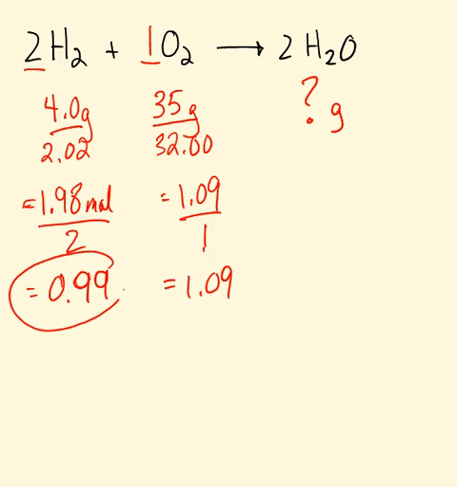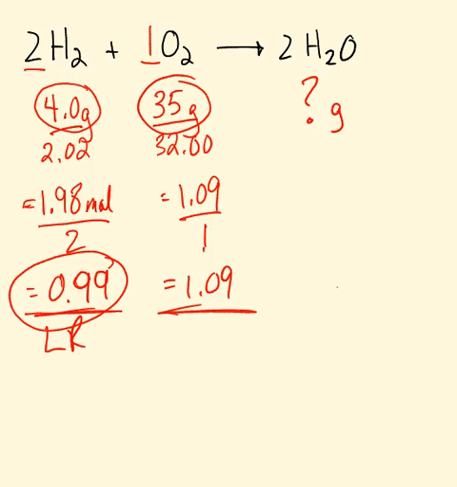Okay, so this is a lower number. This is my limiting reactant. Remember, we don't care about the masses. The masses don't really matter. What matters is which of these runs out first, and it's the hydrogen. So it's the hydrogen that's going to determine how much water I make.